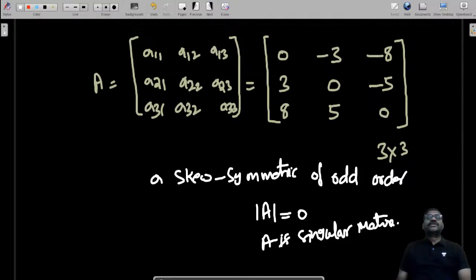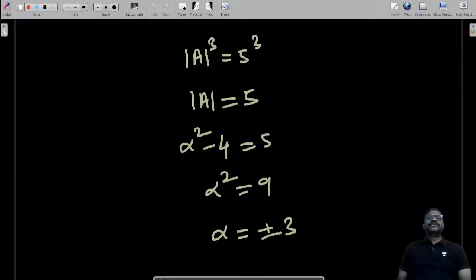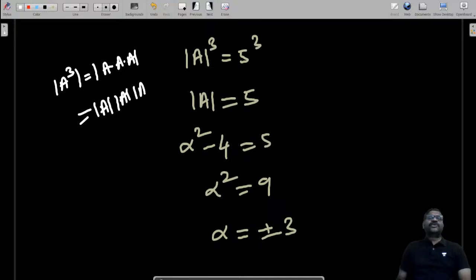Raju Kumar, mod A cube, it is not mod, it is determinant. Okay? Determinant of A cube is nothing but determinant of A into A into A. That is nothing but det A into det A into det A. That is nothing but det A whole cube. Raju Kumar, got the concept?